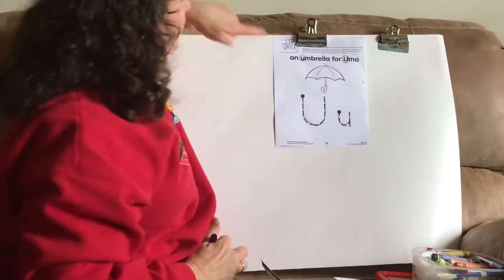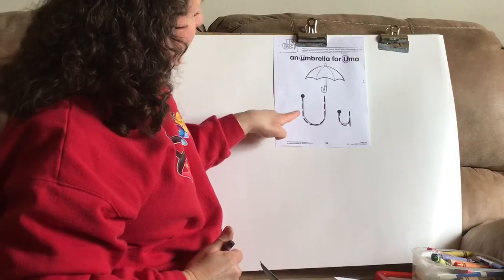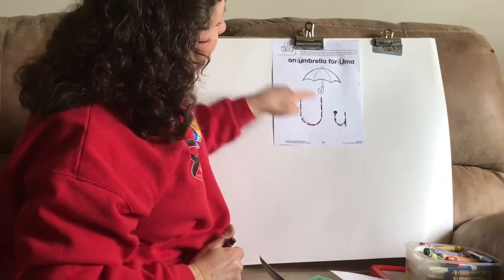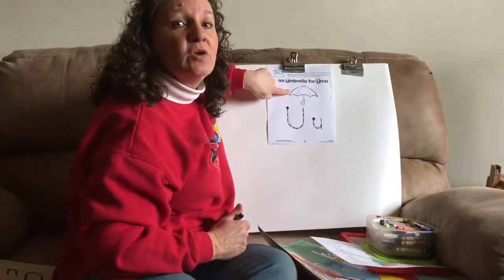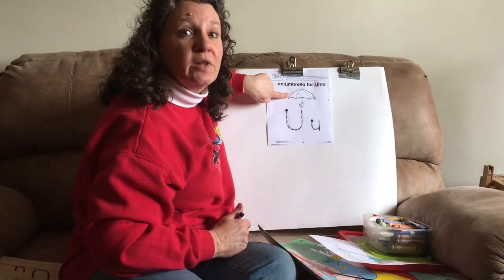So it says an umbrella for Uma. So we have our capital U and our lowercase u. And again, you can go back and color your umbrella whatever colors you would like.